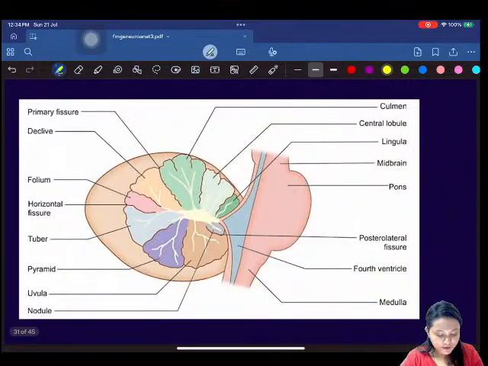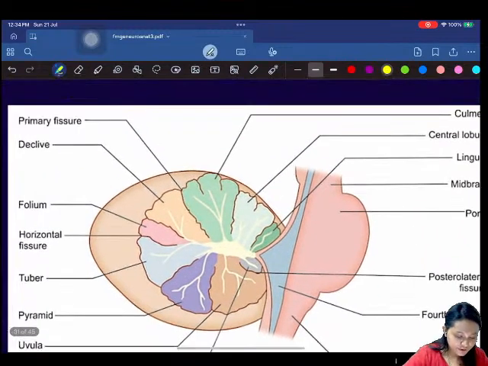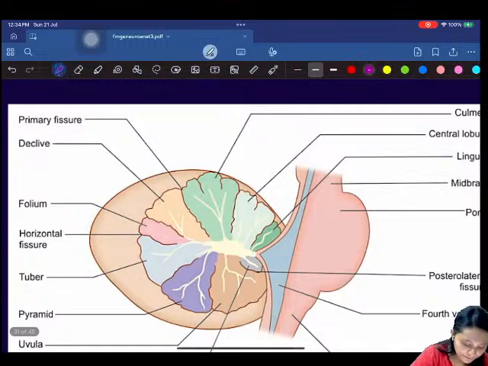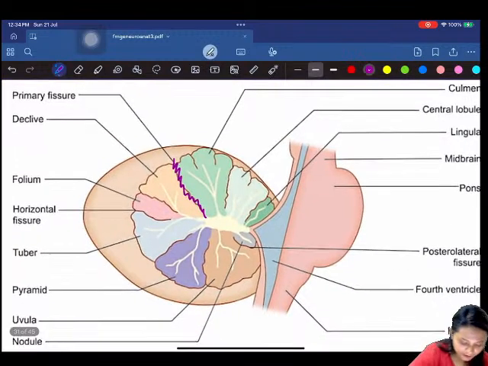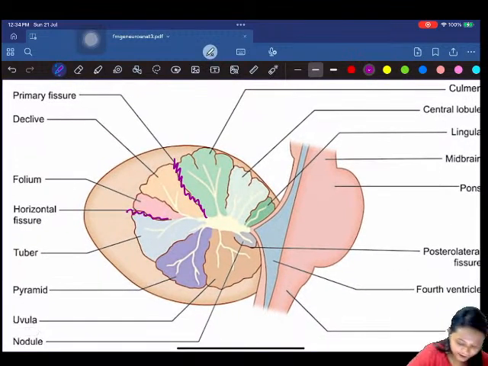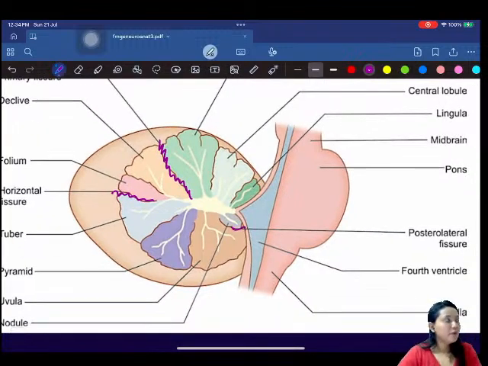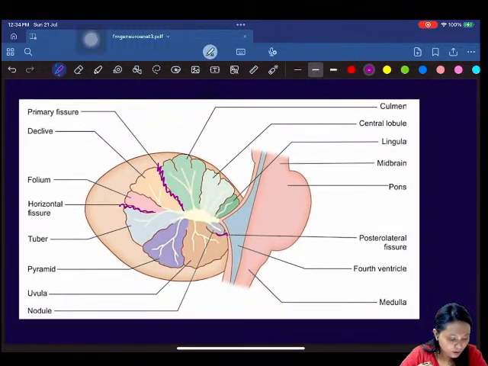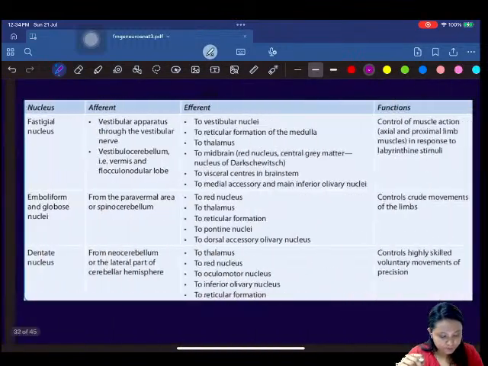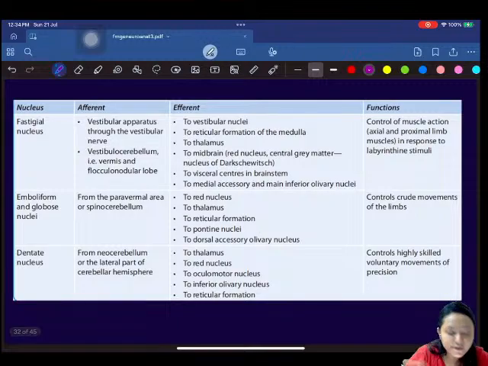So again, you can see here in this region that you have a fissure, the primary fissure. This is a primary fissure, which is very deep. It is known as the fissura prima. Then you have the horizontal fissure and you have a posterolateral fissure in this area. Okay, so that is about the lobes and the fissures.